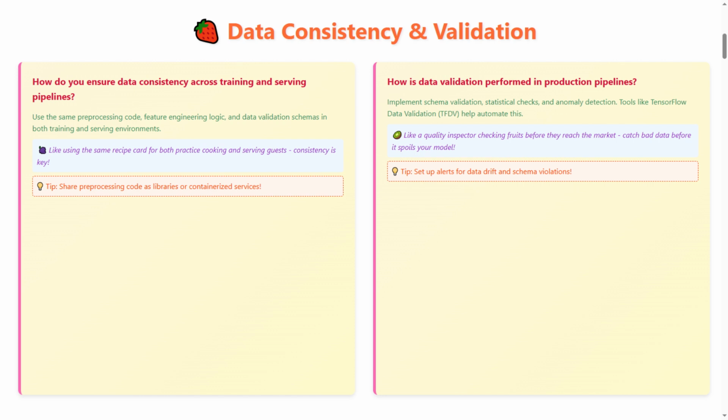Final question for this slide. How is data validation performed in production pipelines? The answer. Implement schema validation, statistical checks, and anomaly detection. Tools like TensorFlow Data Validation help automate this. Picture this, like a quality inspector checking fruits before they reach the market. Catch bad data before it spoils your model. Remember, set up alerts for data drift and schema violations.